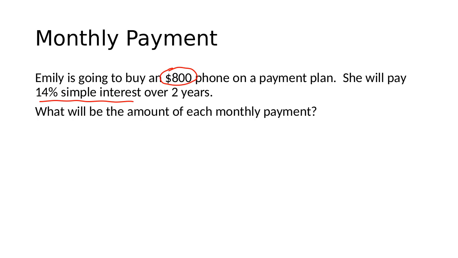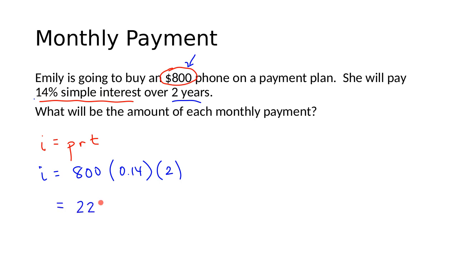So the first thing we'll do with our calculations is use the formula for simple interest to determine the amount of interest that Emily's going to have to pay. That amount of interest will be the principal, which is the amount she's financing, that $800, multiplied by the interest rate, which we saw was 14%, over 2 years. So we'll multiply all those together, 800 times 0.14 times 2, and find out that the amount of interest Emily's going to have to pay is $224.